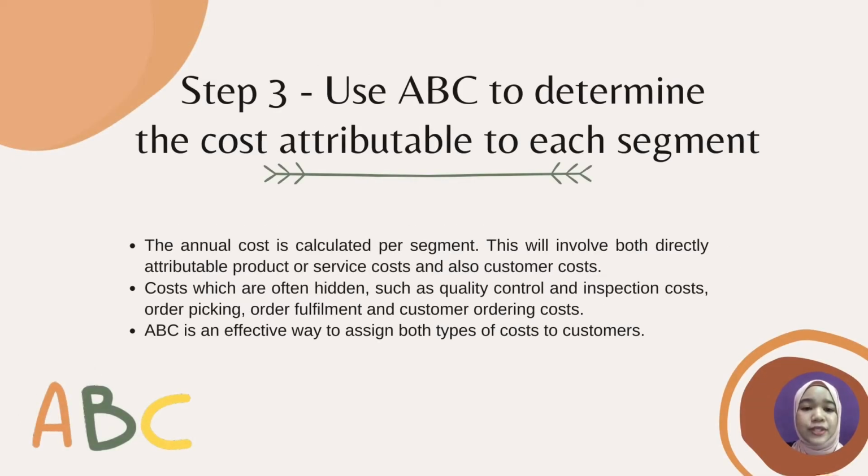The third step is to use activity-based costing to determine the cost attributable to each segment. The annual cost is calculated per segment. This will involve both directly attributable product or service costs and also customer costs, including allocation of overhead, marketing, sales, and distribution costs. These customer costs are often hidden, such as quality control and inspection costs, order picking, order fulfillment, and customer ordering costs. Activity-based costing is an effective way to assign both types of costs to customers.